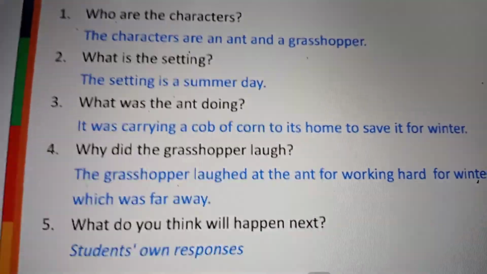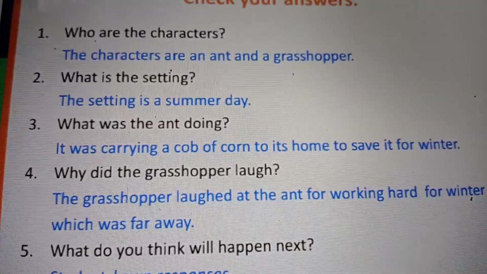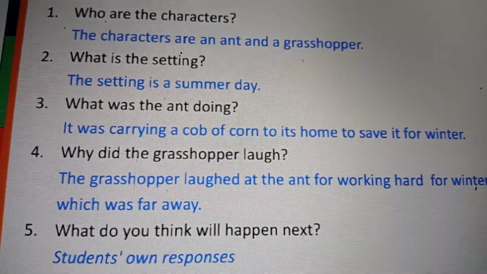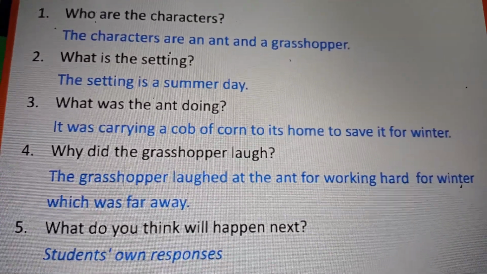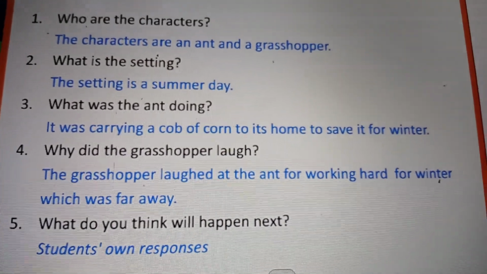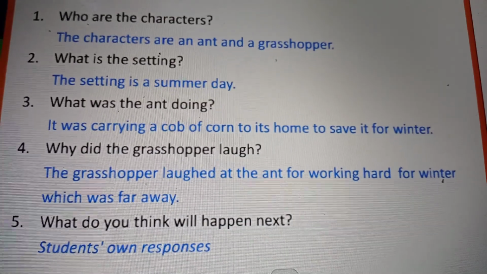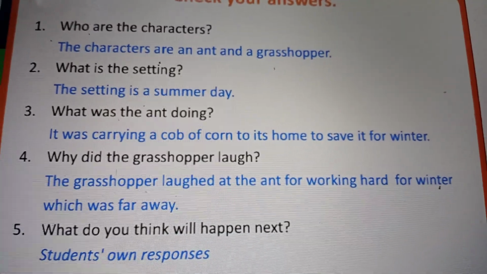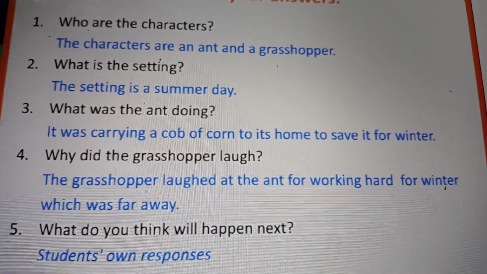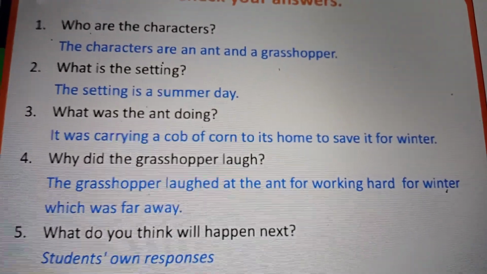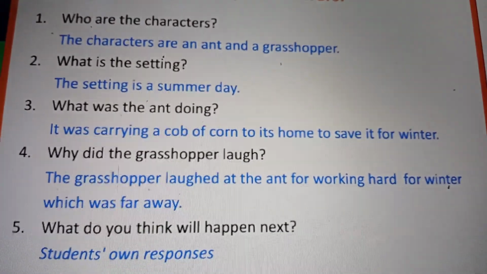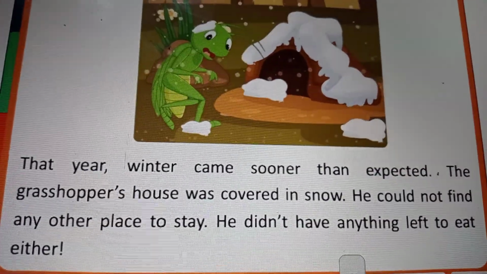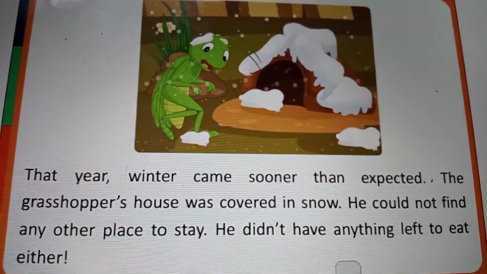The characters are an ant and a grasshopper. What was the setting? The setting is a summer day. What was the ant doing? It was carrying a cob of corn to its home to save it for winter. Why did the grasshopper laugh? The grasshopper laughed at the ant for working hard for winter, which was far away. Fifth one, this is yours, my dear children. What do you have to think about? See the next. That year, winter came soon. They expected.